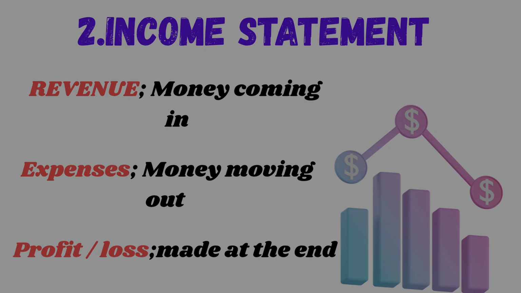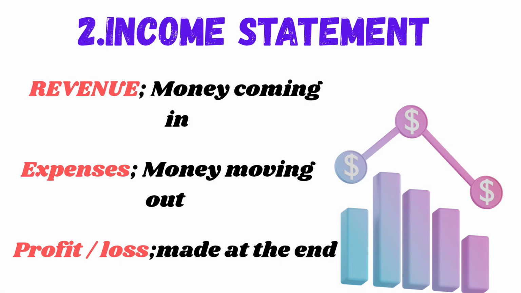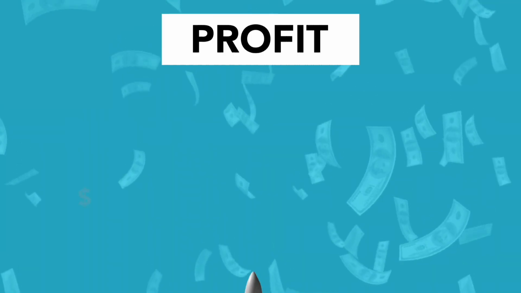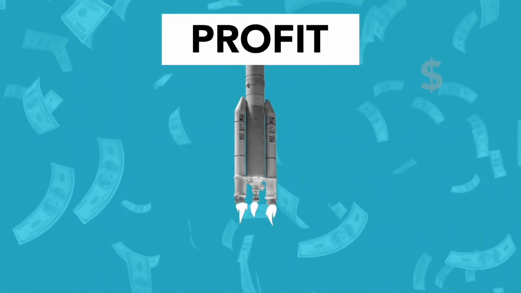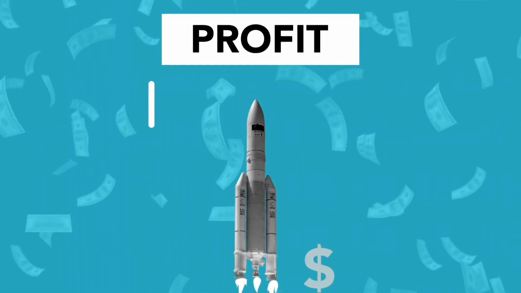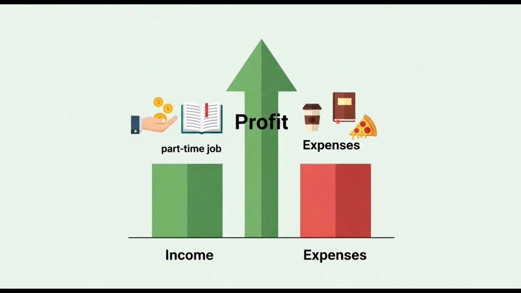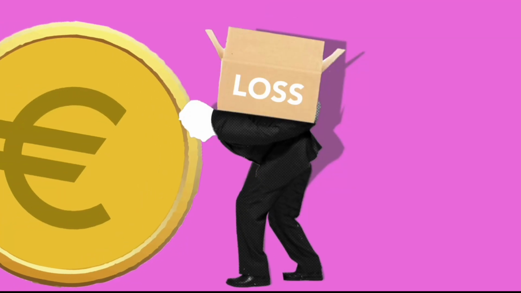The income statement: did you make or lose money? Now let's talk about the income statement. This one answers a simple question. Did the business actually make money over time? For a student example, your income equals allowance, part-time job, side hustle. Your expenses equals food, transport, subscriptions. If income is higher than expenses, profit. If expenses are higher, loss.